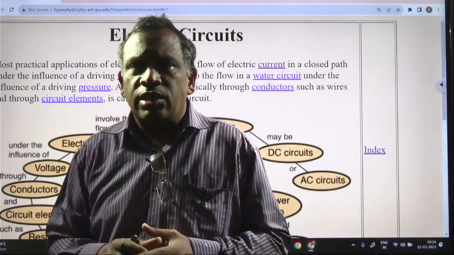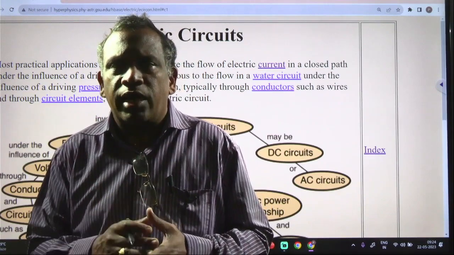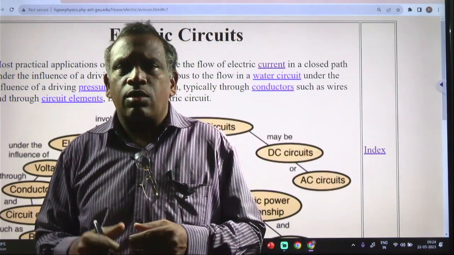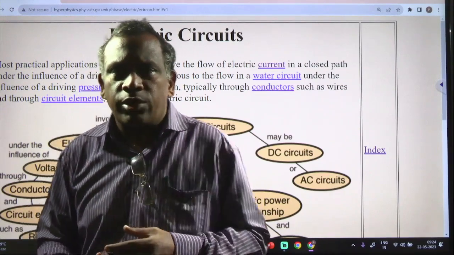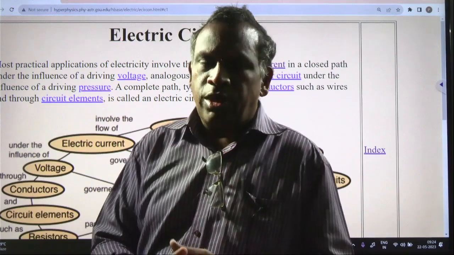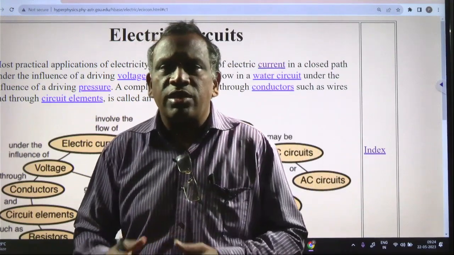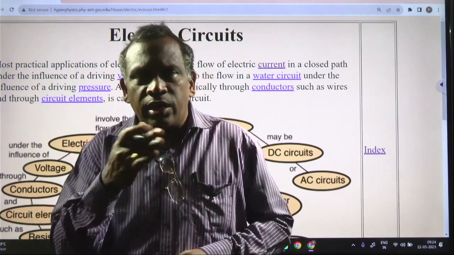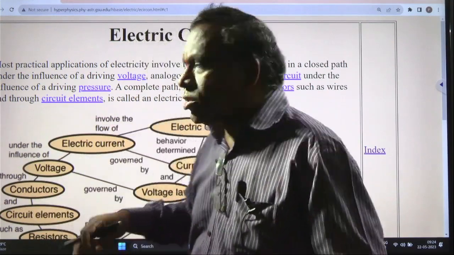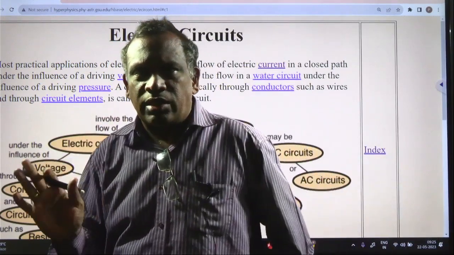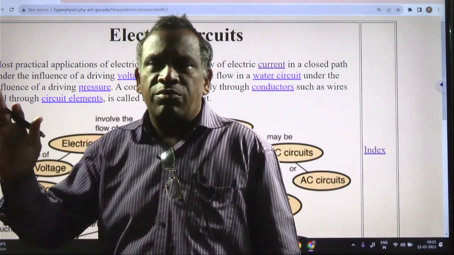Voltage is nothing but the amount of work done to carry a charge from one point to another point. The unit of potential difference is the volt. Potential difference is the amount of work done to carry the charge. So here voltage and potential difference are the same.